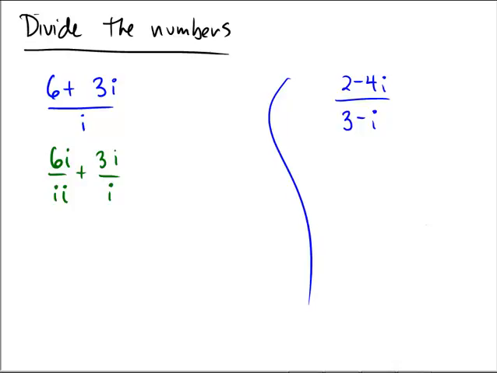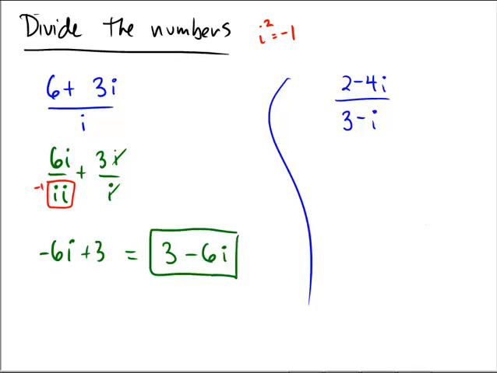And because i squared, remember, is always going to be equal to negative 1, that means we end up having a negative 6i. And with the i's canceling here, we get a 3. In standard form, we would usually write this as 3 minus 6i, a plus bi form. Okay, so that one was a distributive property because on the bottom we just had a single i.